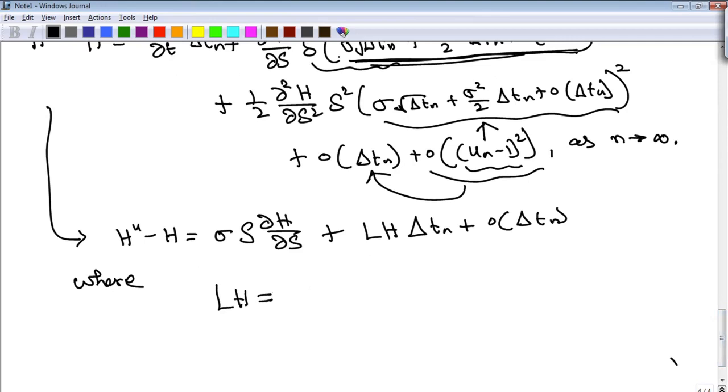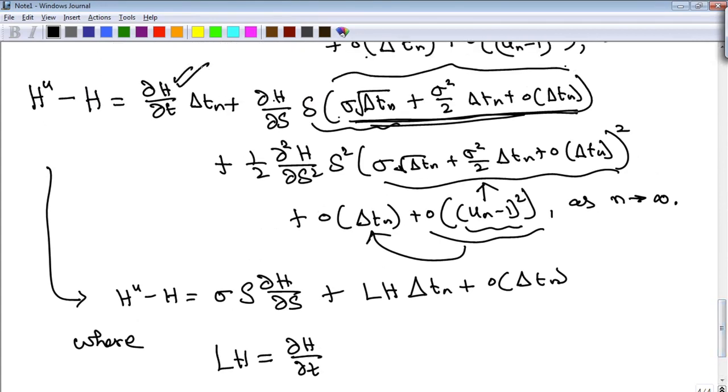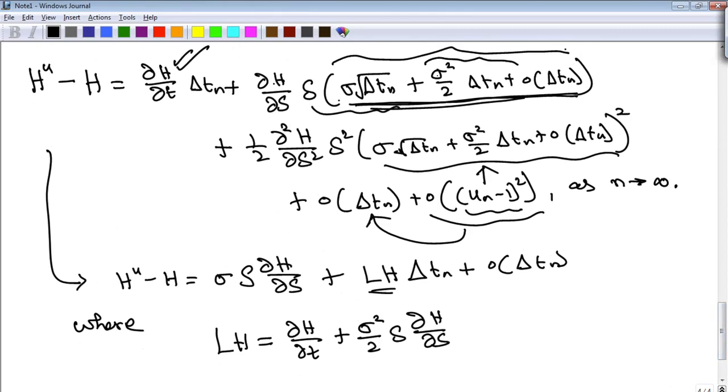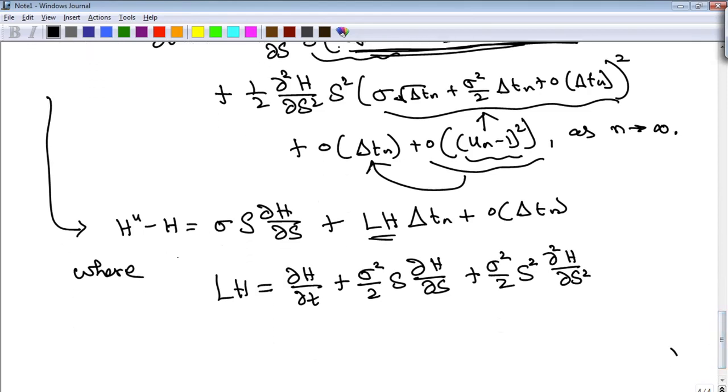LH looks like dou h by dou t, because that term is there in the first part. Okay, I have not written here in hu minus h expression. Therefore, that will be absorbed in this expression, plus sigma square by 2 s dou h by dou s, that is the second term. This one, sigma square by 2 into delta Tn term is coming. So all the delta Tn terms I am just clubbing together and calling it as LH, plus sigma square by 2 s square dou square h by dou s square. So this is how hu minus h looks like.